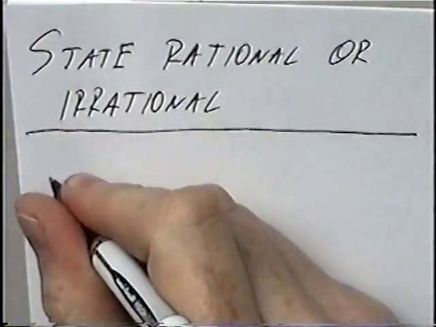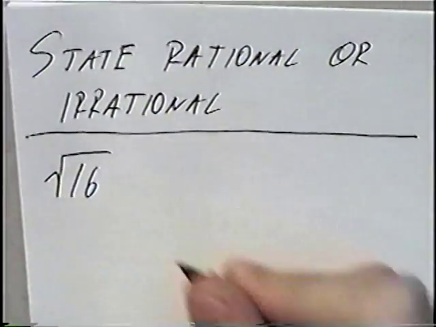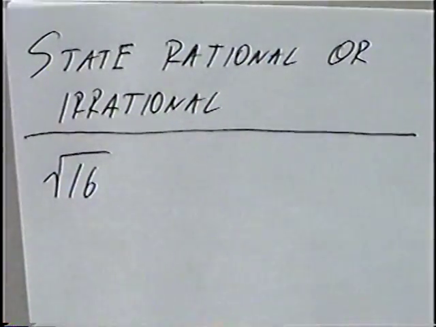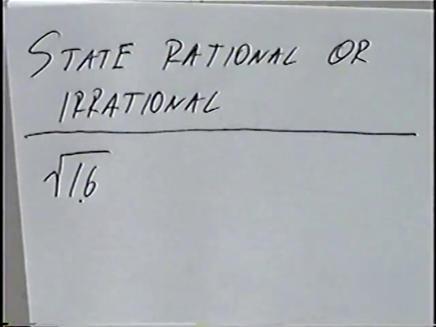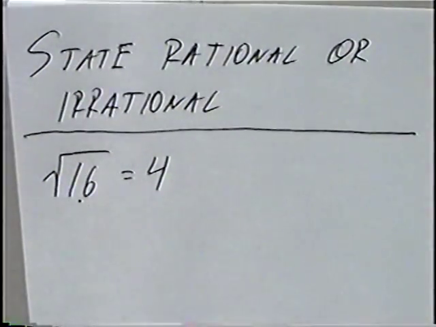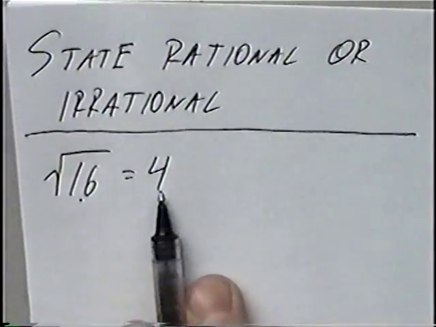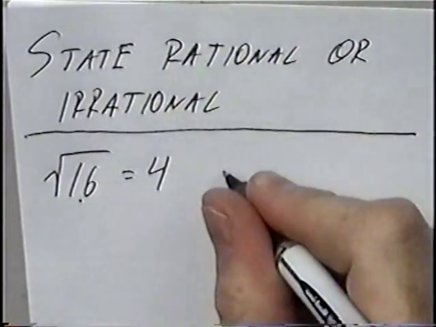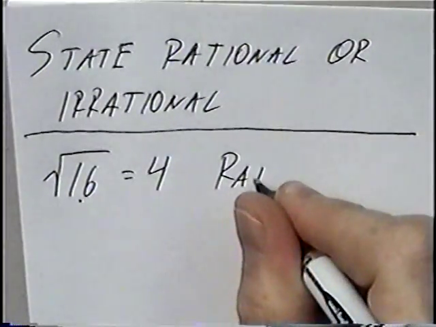First question is the square root of 16. Looking at the square root of 16, if you wanted to, you could simplify this. The square root of 16 would be 4. And since we can find a perfect square or an answer to the square root of 16, that means the square root is rational.